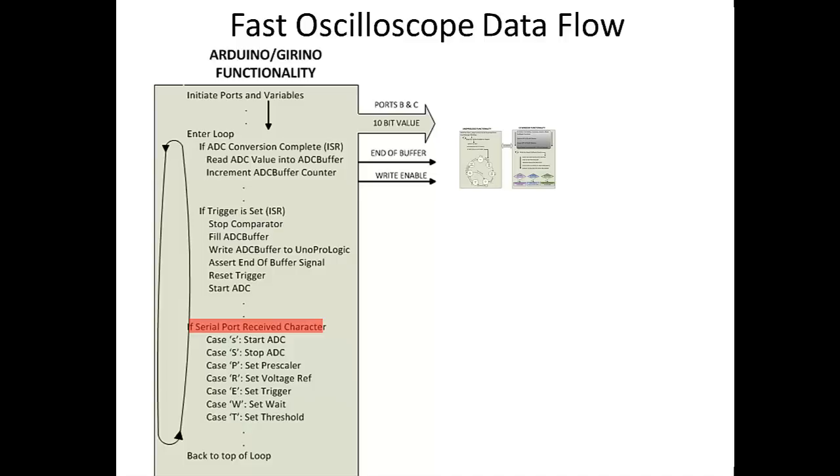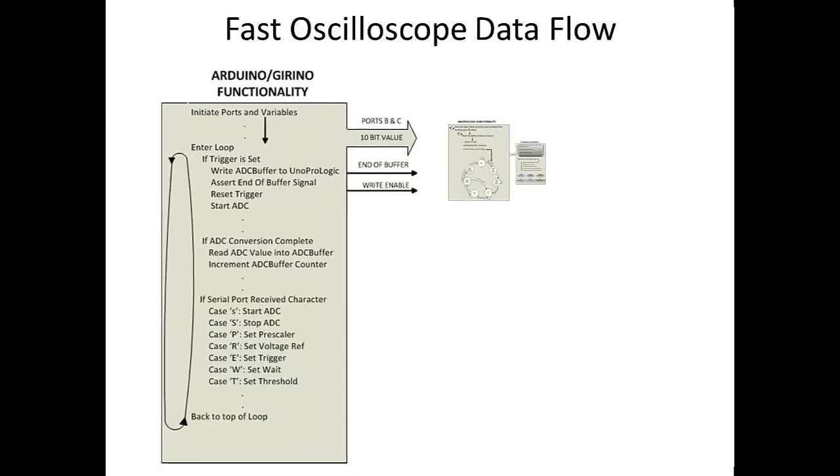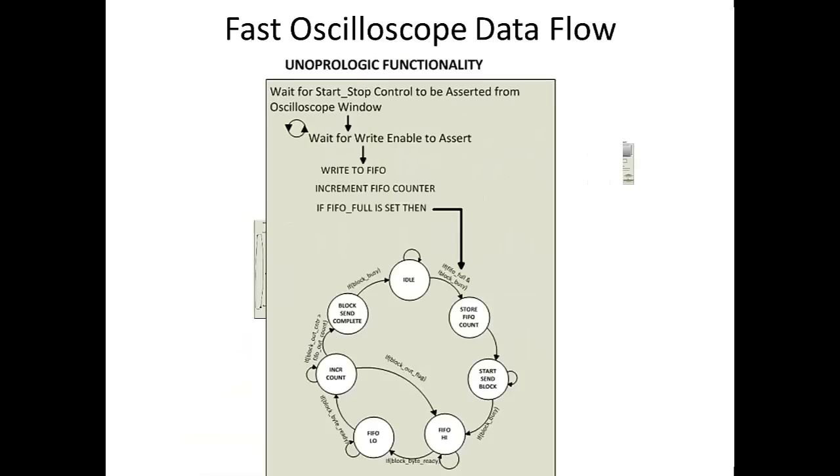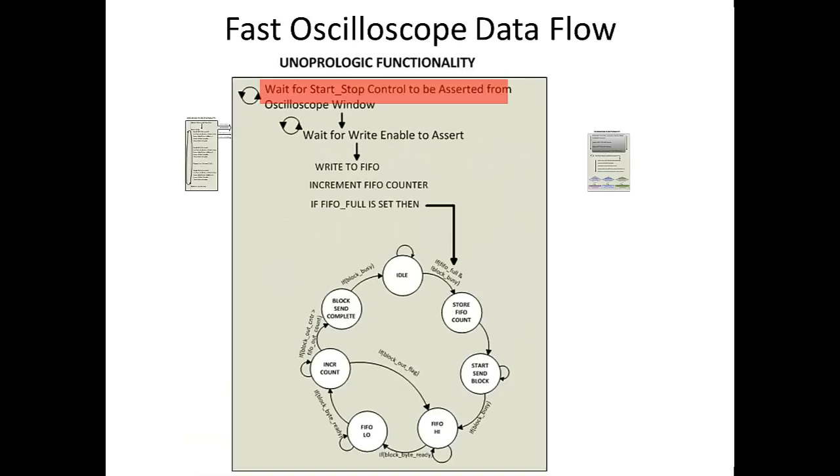Okay, next up is the Uno Pro Logic functionality. The CPLD does not need any initialization as the device is ready to operate as soon as the power is applied. The data flow in the Uno Pro Logic starts with the wait loop for the start-stop control signal to be asserted from the control register. Once this happens, the data flow will fall into the wait loop for the write enable.